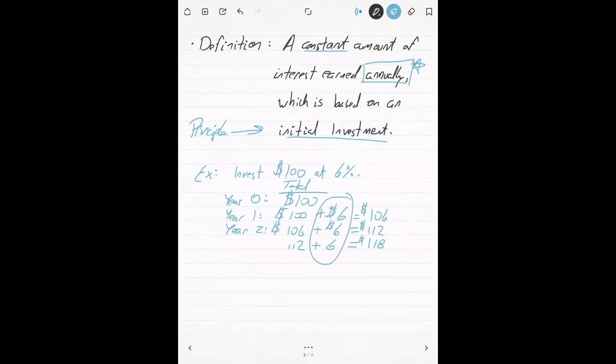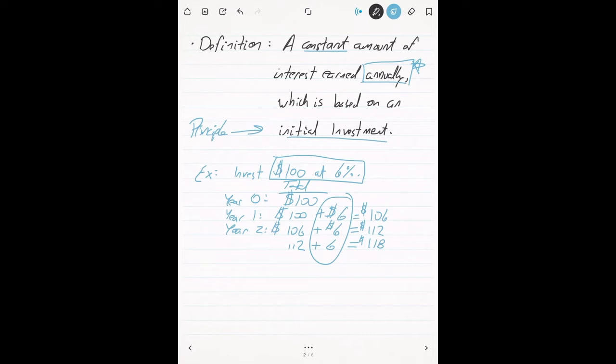And you'll notice that this interest is the same every year, okay? It's a constant amount. It's the same $6 you get every single year, because it's based on how much you initially put into the bank. So you have to figure out what your interest amount is right from the get-go.